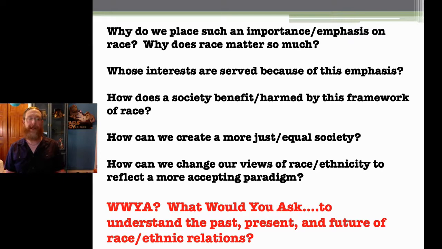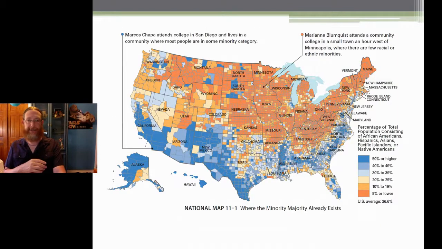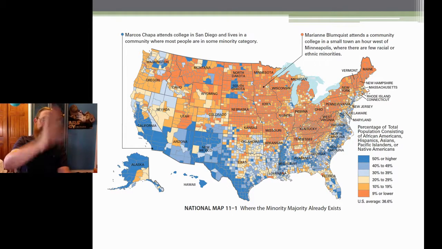First and foremost, how can we change our views of race or ethnicity to reflect a more accepting paradigm? And I guess then WWYA, not WWJDD, which is what would Jason Downing do? What would you ask as a sociologist to understand the past, the present, and the future of race relations? Because that's important to know, right? Again, that timeline piece. Here's where minority and majority groups already exist. Okay, we have a good idea of this in your head already, but this is what we're really looking at.